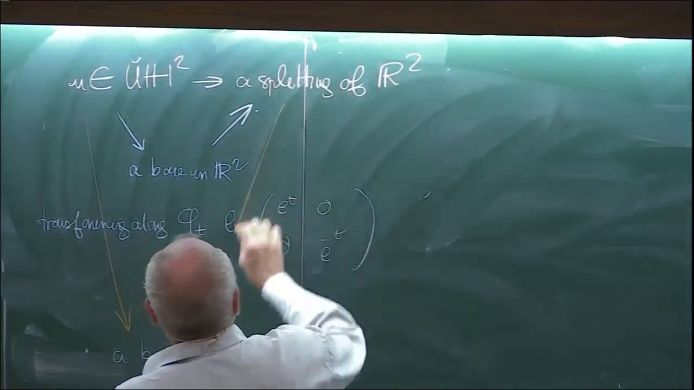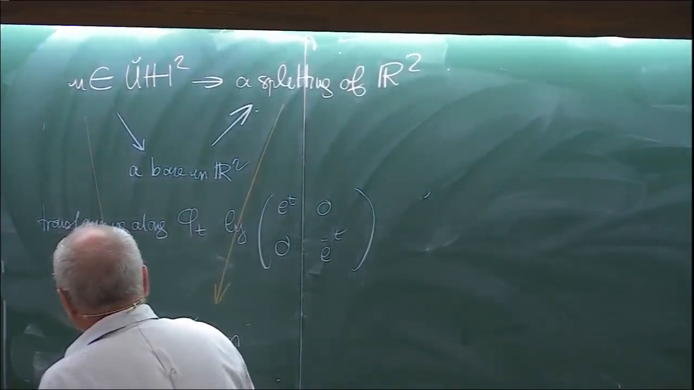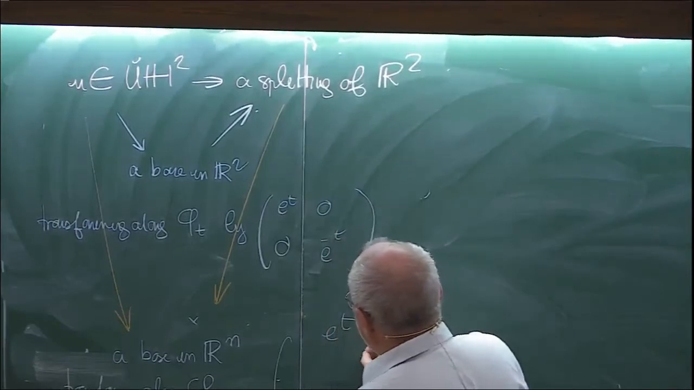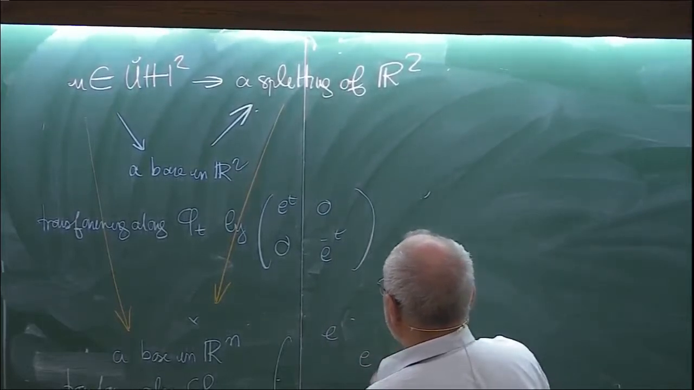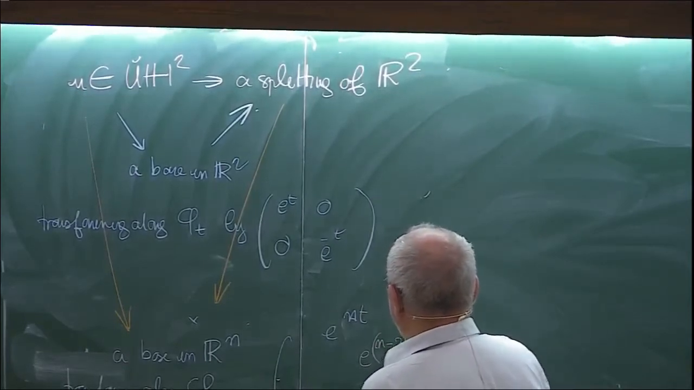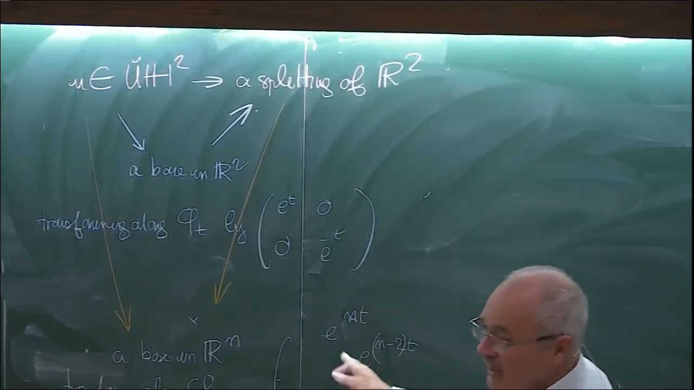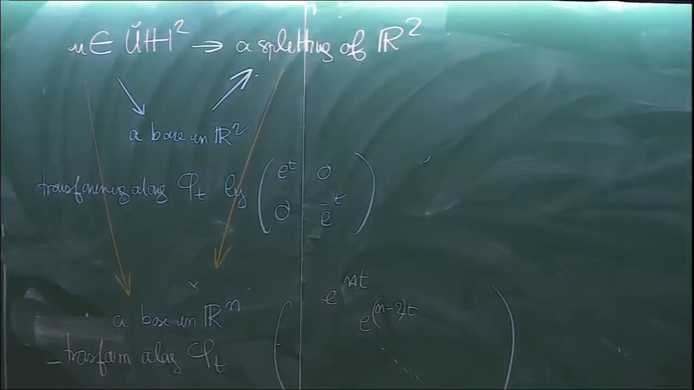And then it's going to transform along phi_t, now not by this matrix, but by this matrix, which is e^(nt), e^((n-2)t), ..., e^(-nt), right? I'm pretty sure everything is incorrect here. But essentially, the idea is that you have this diagonal matrix, and the really important fact here is that the eigenvalues are strictly ordered. And then you have your splitting. Okay?